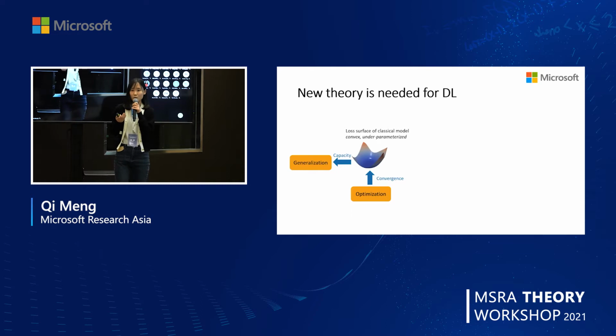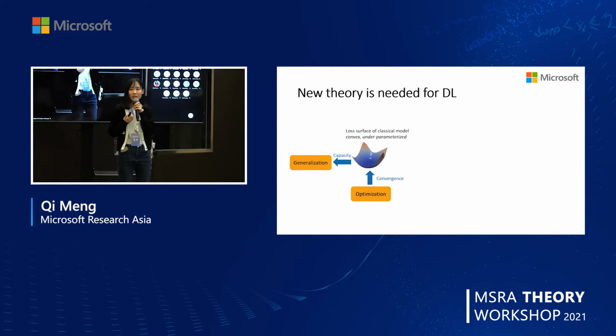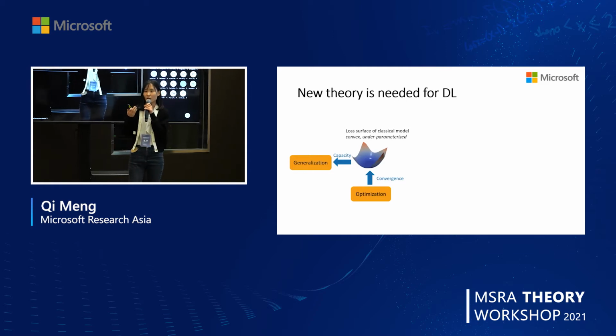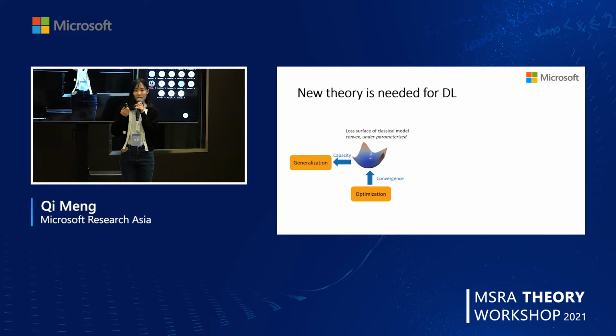First, let's look back at classical learning theory. In classical learning theory, we usually use the linear model, the loss surface is convex, and the problem is underparameterized. There is only one global minimum, so optimization algorithms are guaranteed to converge to the global minimum. On the generalization side, we usually use the capacity of the hypothesis space to characterize the complexity of the model. So optimization and generalization are studied separately in classical learning theory.